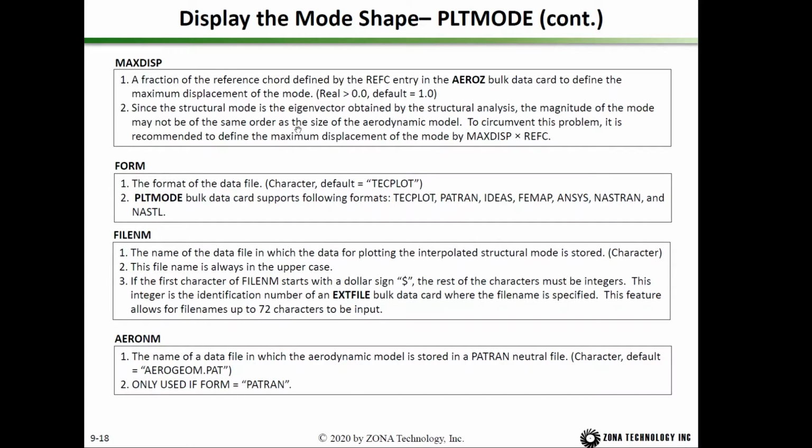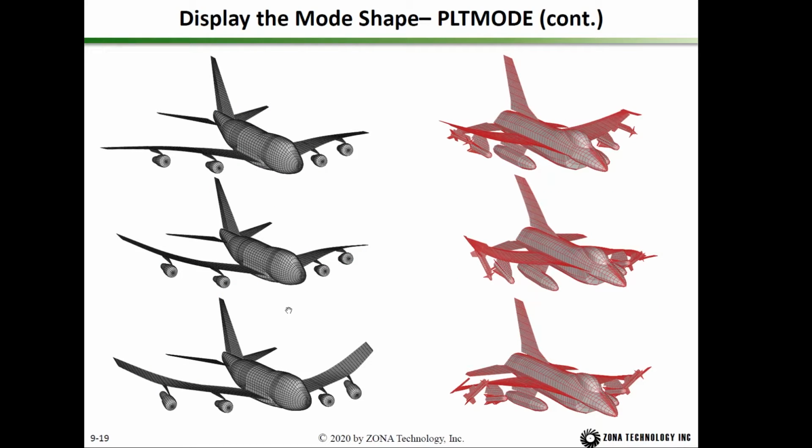This is because the structural mode is an eigenvector obtained by the structural analysis. The magnitude of the mode may not be of the same order as the size of the aerodynamic model. So in order to control this maximum displacement, you use this entry times IFC. That will be the maximum displacement. And the format depends on what kind of graphic software you have. Then you can choose that. Then you generate a file. Then you can plot the deformed aerodynamic model for each mode.